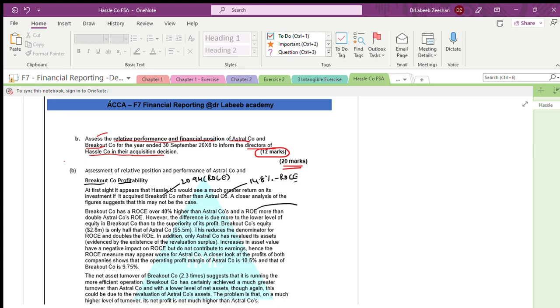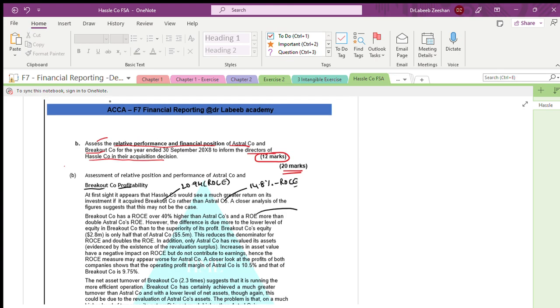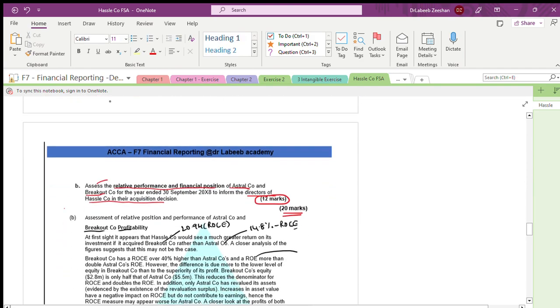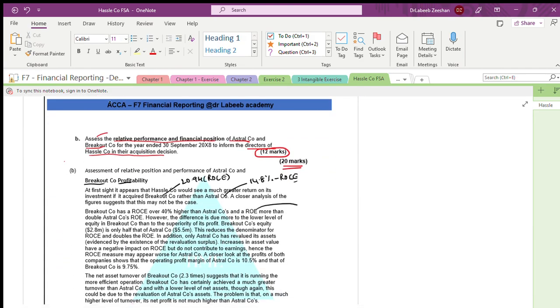How much is the return on equity of Breakout? It is 50.9%. And Astral is only 19.1%. However, the difference is due to what? The low level of equity in Breakout, rather than the superiority of profit.